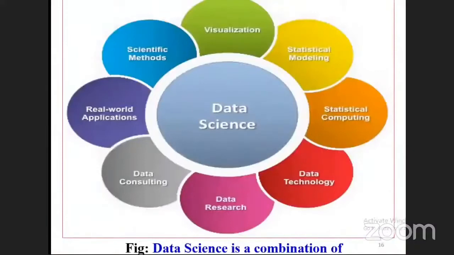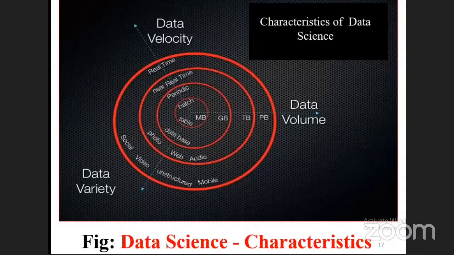Data science is a combination of visualization, statistical modeling, statistical computing, data technology, data research, data consulting, real world applications, scientific methods. There are three important characteristics of data science. Data volume: what is the size of the data we are handling in the real-time environment? Data variety: how many types of files are we handling in the real-time environment? Audio, video, text, graphics, animation, etc.